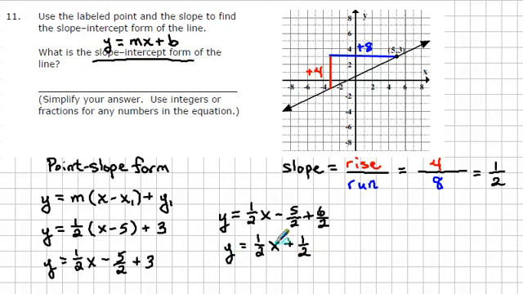y is equal to 1/2 x, where 1/2 is the slope, and plus 1/2, and that 1/2 should be equal to the y-intercept. And if we look up at the graph, we see that the graph crosses the y-axis halfway between 0 and 1, and so 1/2 seems to be consistent with the graph of the line that we have. The slope-intercept form is y is equal to 1/2 multiplied by x plus 1/2.